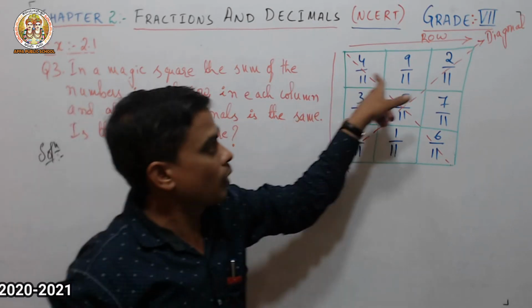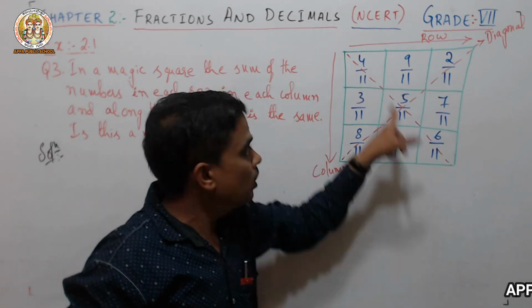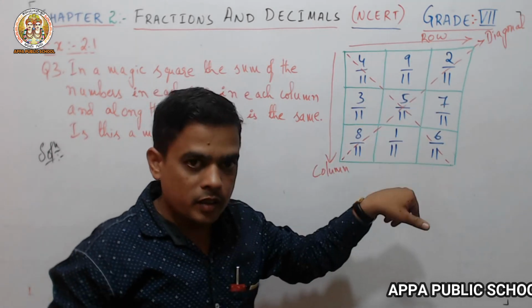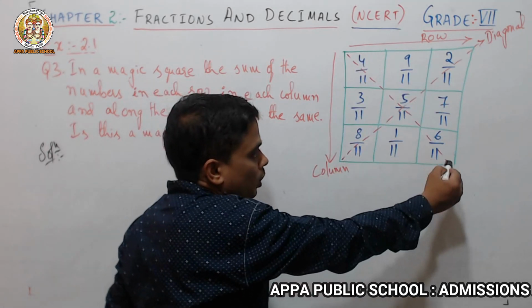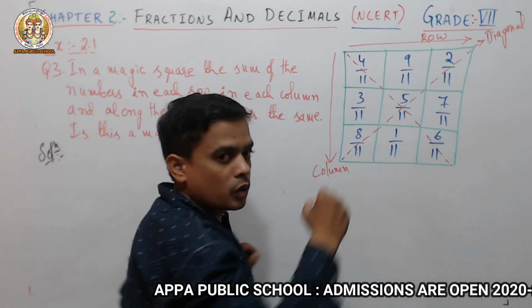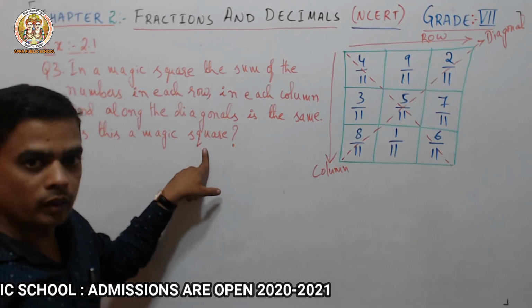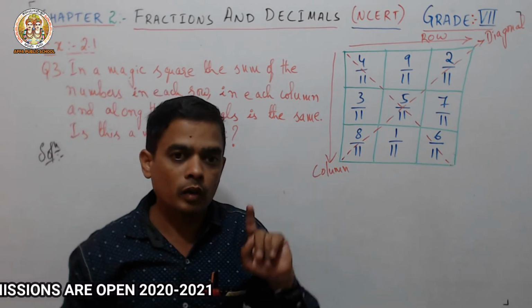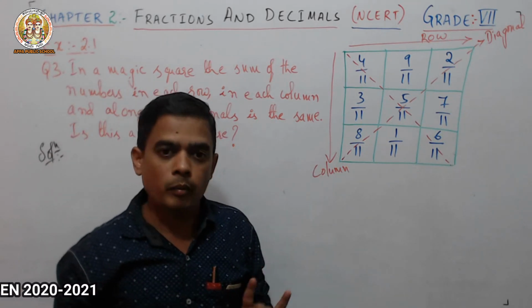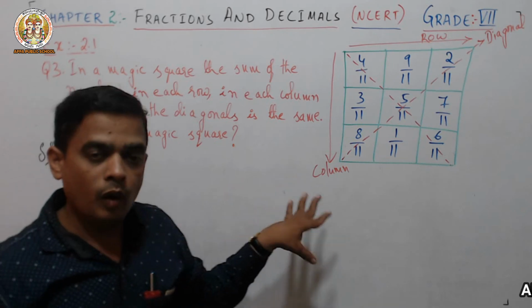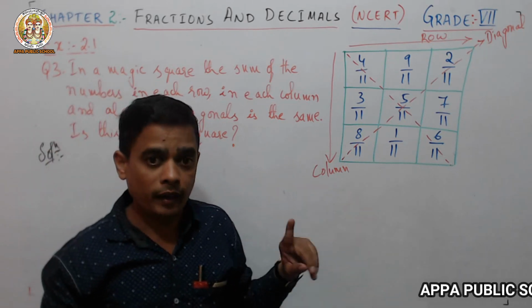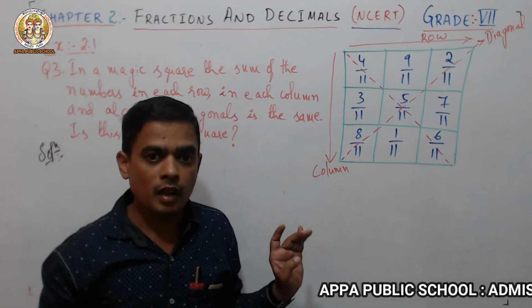It means if you add the rows, you will get the same answer. If you add the columns, you will get the same answer. If you add one diagonal and the second diagonal also, you are going to get the same answer. This is the meaning. Is this a magic square? If all the diagonals, all the rows and all the columns are the same, then this is a magic square. If any one column, any one row, or any one diagonal is not the same, we won't call it a magic square.